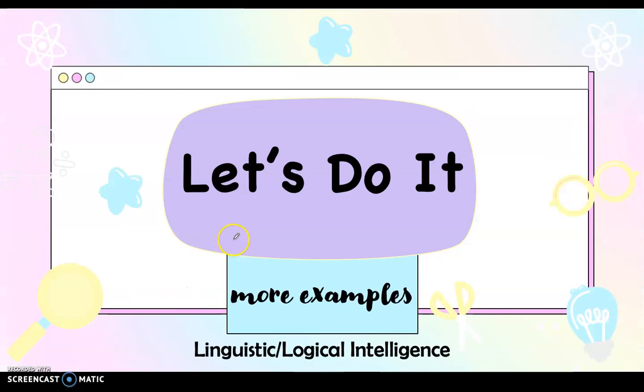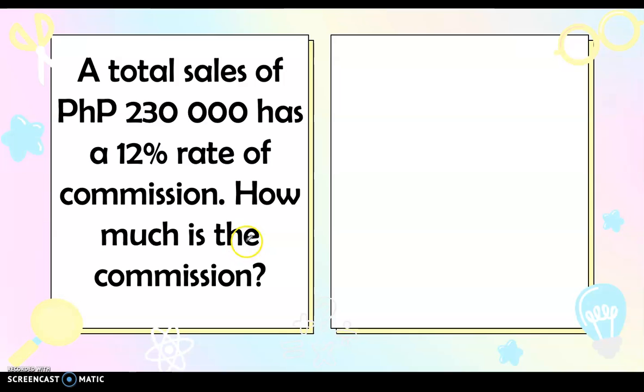Let's have more examples regarding commission. A total sales of 230,000 pesos has a 12% rate of commission. Take note of what the given rate is, because it might be the rate of the net proceeds or the rate of commission, just like in the discount. It can be the discount or the discounted price. Same with the commission, there is a rate of commission or a rate of the net proceeds. So the question is, how much is the commission?